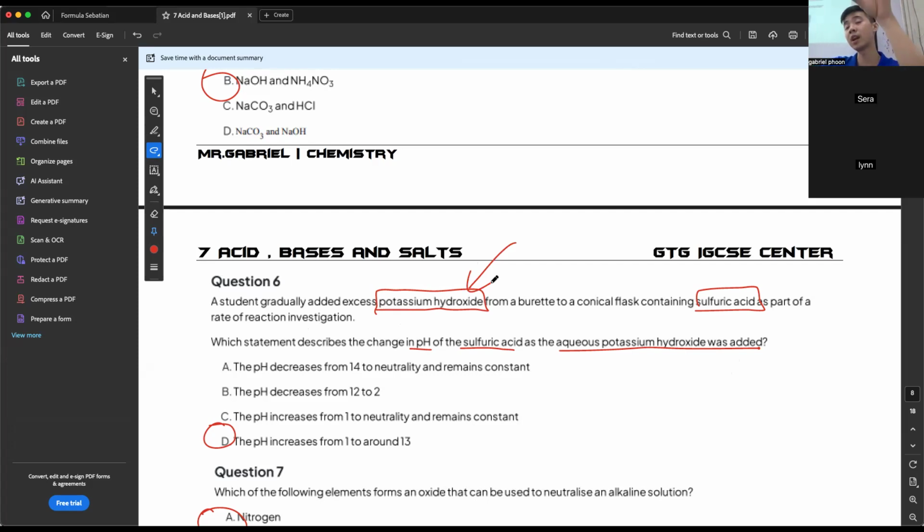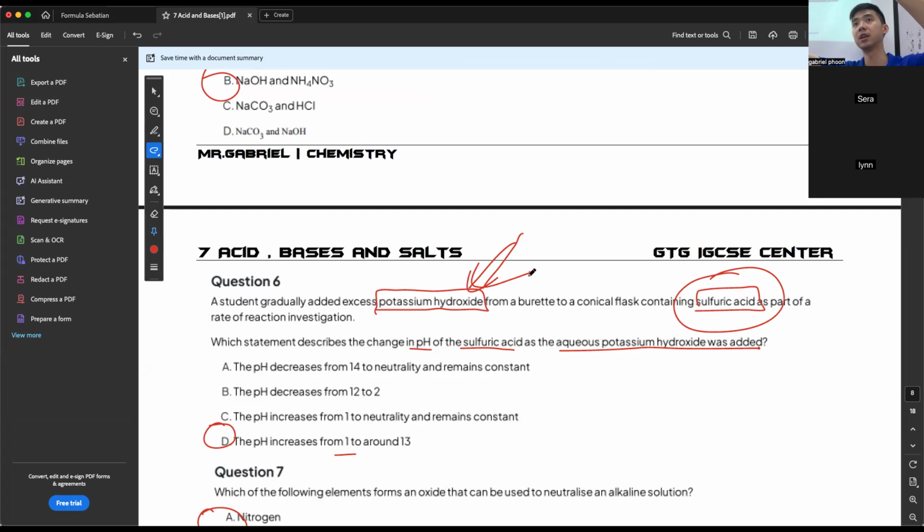Even so, right now it starts off with sulfuric acid, right? Which is supposed to be a strong acid, so the pH is very low, right? Anywhere from 0 to 3, let's just say. I don't know the exact number, but in this case it's given as 1. Then as I keep adding potassium hydroxide, which is alkali, the pH value starts increasing, right? Because it will reach neutrality at some point, right?